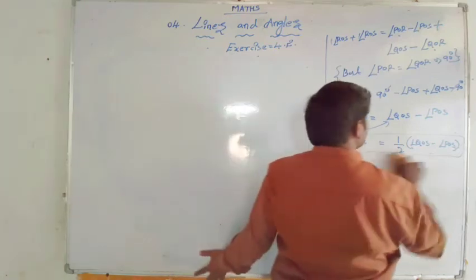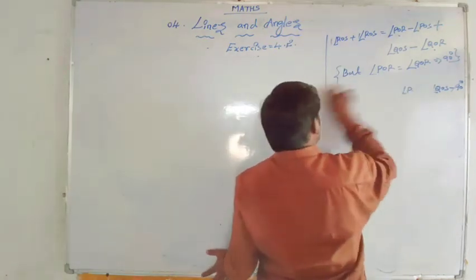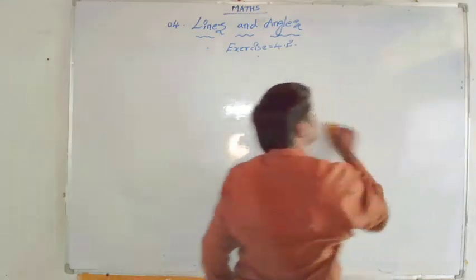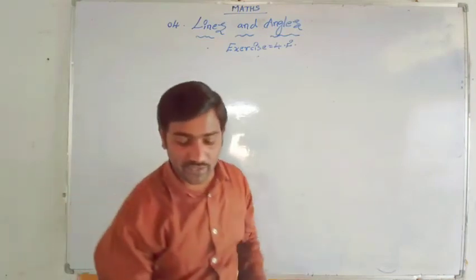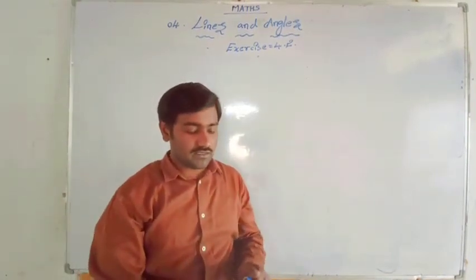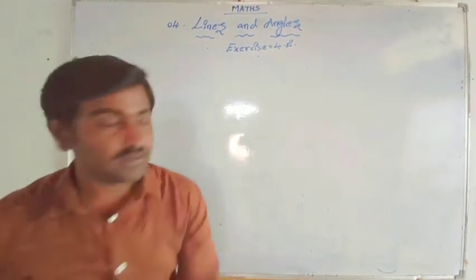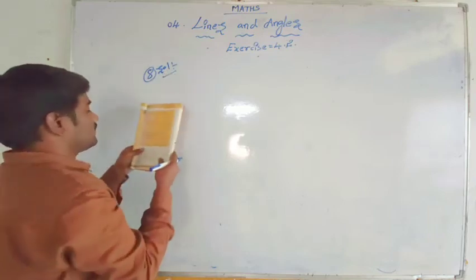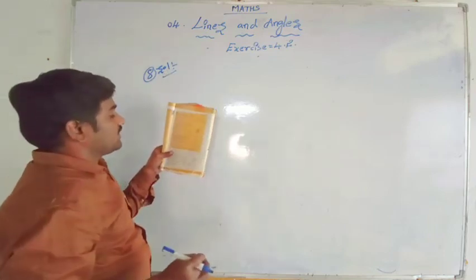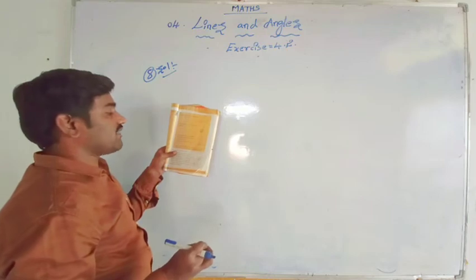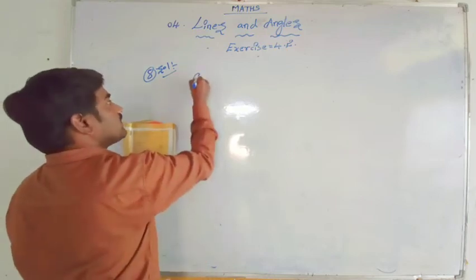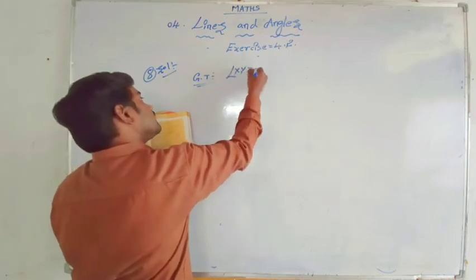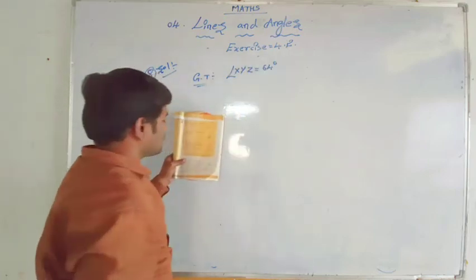It's based on bisector of angle. Bisector of angle in the sense, angle is divided into two parts. Bisecting, dividing into two equal parts. Okay, let us see that. Eighth one. Okay, it is given that angle XYZ is 64 degrees. Given that angle XYZ equal to 64 degrees.